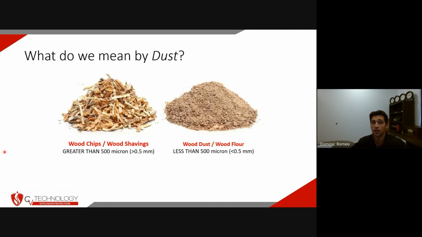And what do we mean by dust when I'm talking about it? NFPA classifies a dust as any material less than 500 microns. Anything larger than 500 microns still has the ability to explode or combust. However, for the purpose of this conversation, we'll be talking about material under 500 microns.